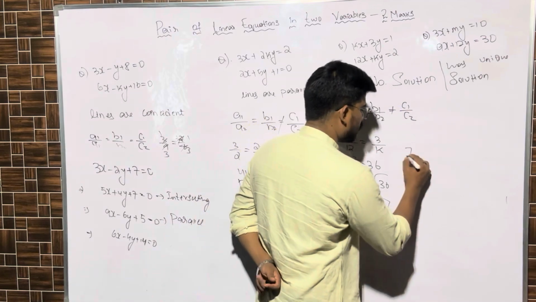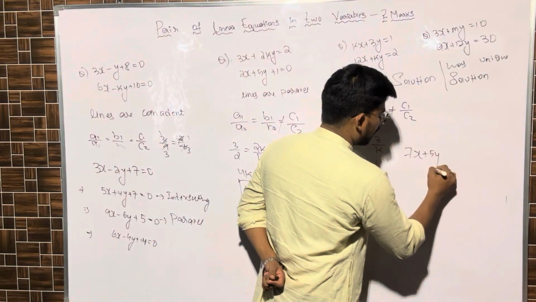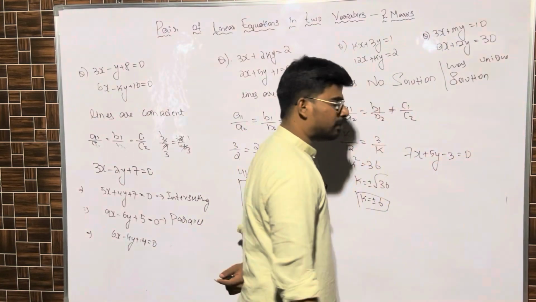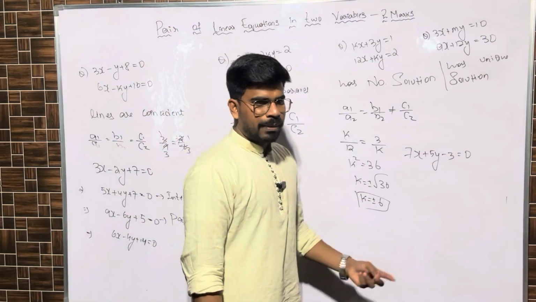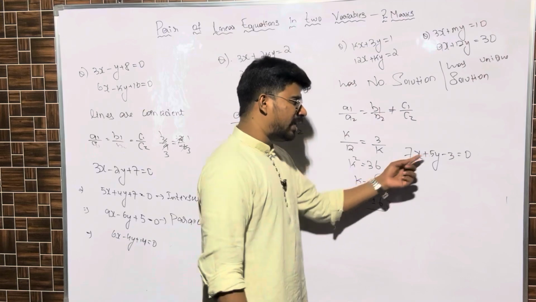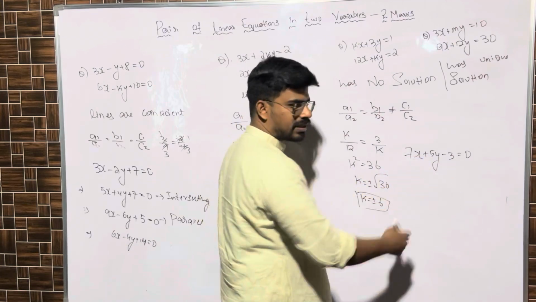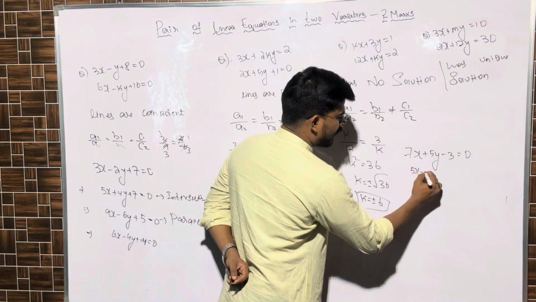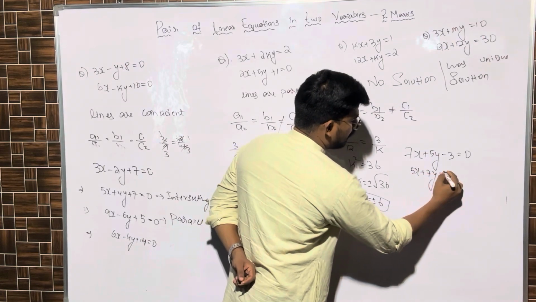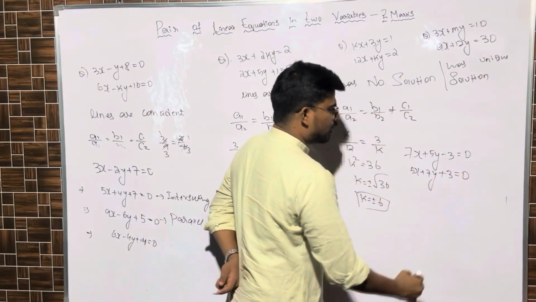You guys give it a try. Suppose 7x plus 5y minus 3 is equal to 0. Okay, let us give it a try here only. Intersecting. A1 by A2 should not be equal to B1 by B2. So basically, reverse the values, you will get it. 5x, 7y. 5x plus 7y plus 3 is equal to 0.